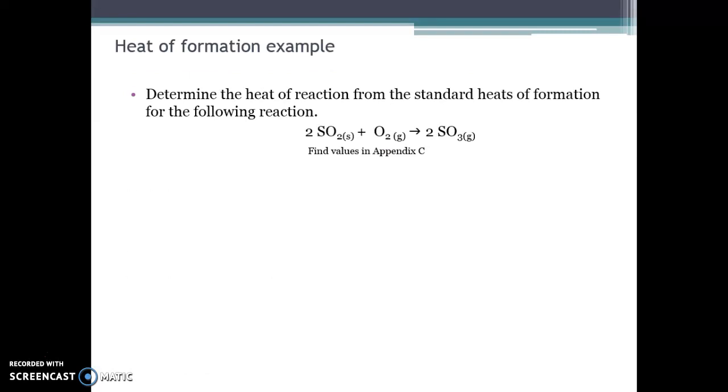All right, so let's take a look at an example. I want to determine the heat of reaction for this particular reaction using the standard heats of formation. So there is a nice big list of standard heats of formation in Appendix C of your textbook. Appendices are in the back of the book. So what am I going to do? I'm going to take all of the energies of the products, all the heats of formation of the products, in this case there's only one, and I'm going to subtract all the energies of the reactants from it. I need to consider how many moles, and I need to pay attention to the state to make sure that I'm getting the right value.